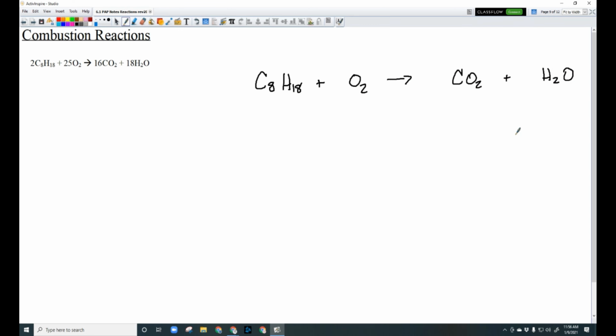All right, so here's what's called the skeleton equation. Skeleton equations are unbalanced equations. We're going to do carbon, hydrogen, oxygen in that order, just like I said before. Carbon: here we have 8 carbons on this side, over on this side we only see 1. So we're going to add an 8 here to make 8 carbons. So it's balanced from right to left.